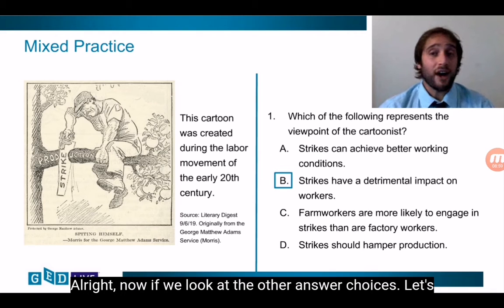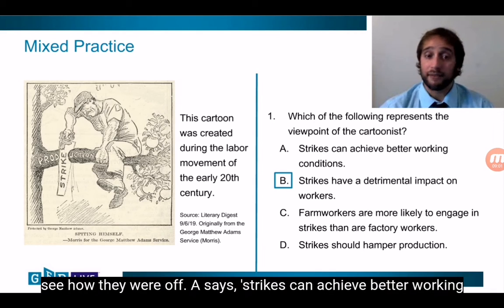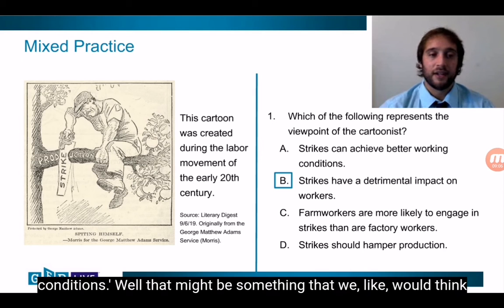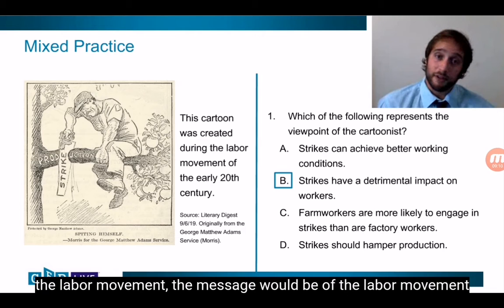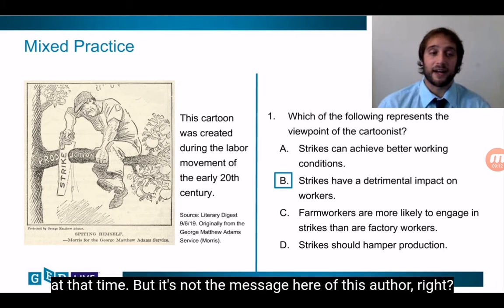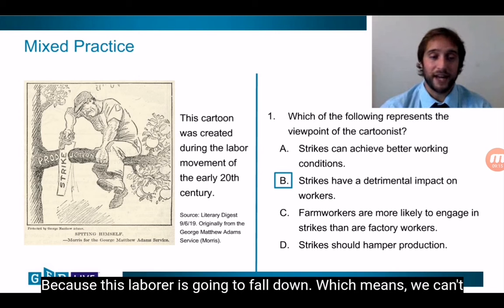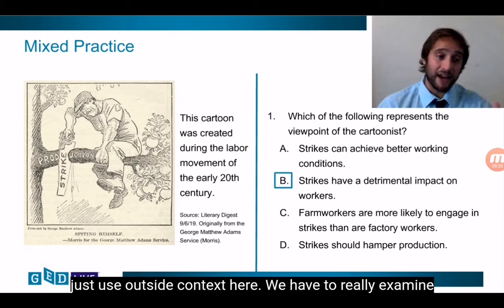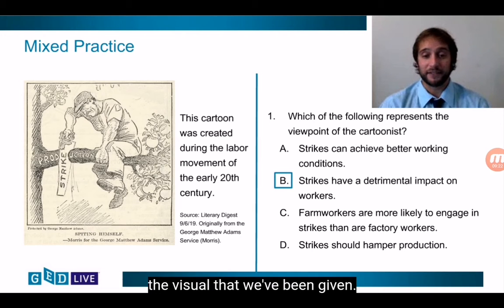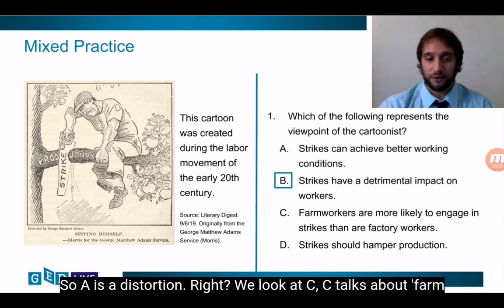All right, now if we look at the other answer choices, let's see how they were off. A says strikes can achieve better working conditions. Well, that might be something that we would think the message would be of the labor movement of that time, but it's not the message here of this author, right? Because this laborer is going to fall down, which means we can't just use outside context here. We have to really examine the visual that we've been given. So A is a distortion.